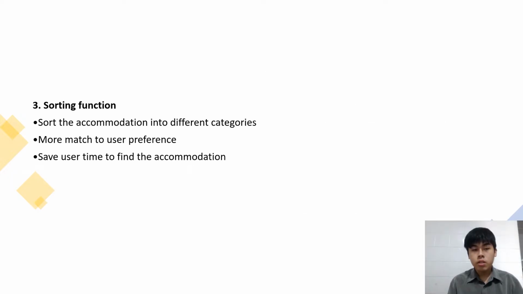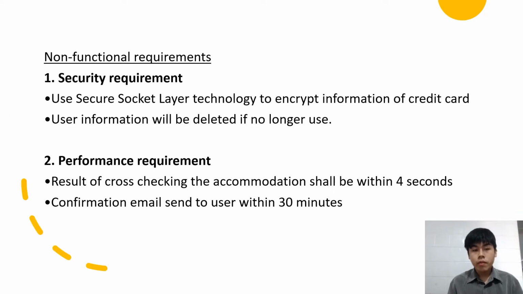The third function is the sorting function. Agoda can sort the accommodation into different categories so that the search results match the user's preference better, and this function saves the user time in finding the accommodation that they like. One of the non-functional requirements of Agoda is security requirement. Agoda uses secure socket layer technology to encrypt the credit card information, and user information will be deleted from the Agoda database if no longer used.